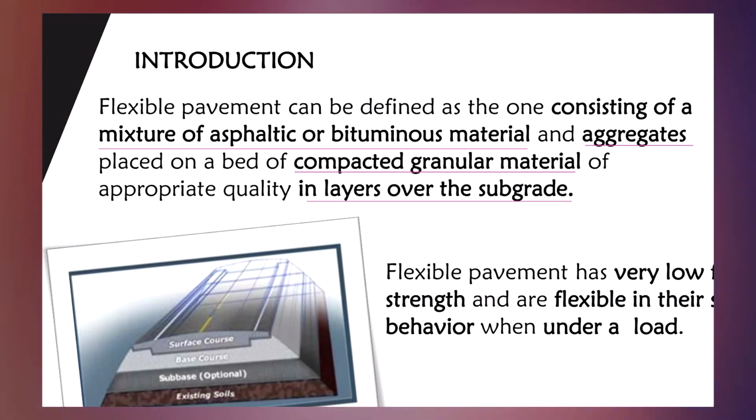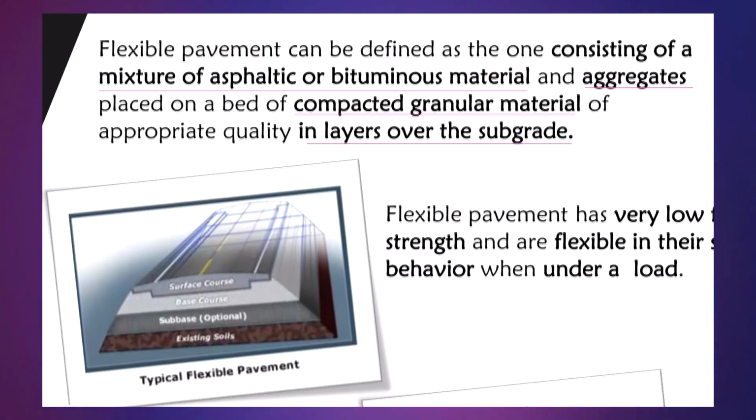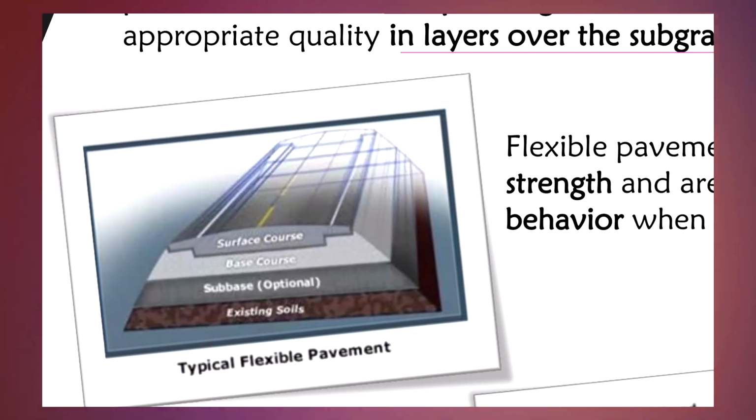We have discussed the history of roads starting from Roman roads to Metcalfe, Tresaguet, Telford, and finally Macadam roads. So we are now at the typical modern road, which is the flexible pavement. As you can see, it consists of a few layers: the existing soils, the subbase, which is optional depending on your road design, the base course, and also the surface course, which consists of the wearing course and also the binder course.